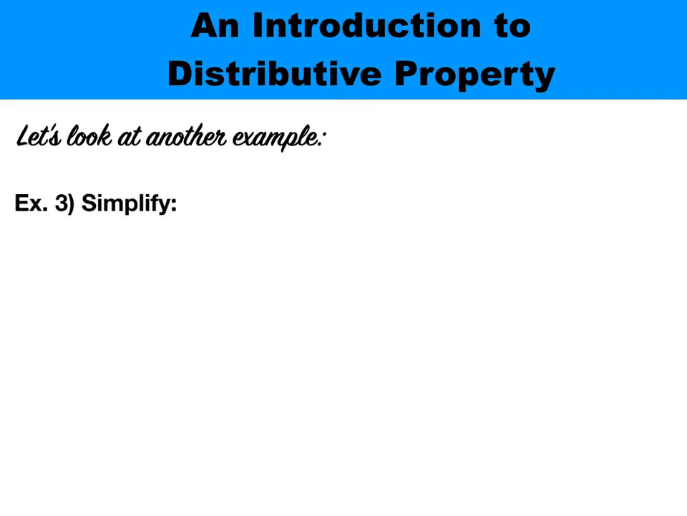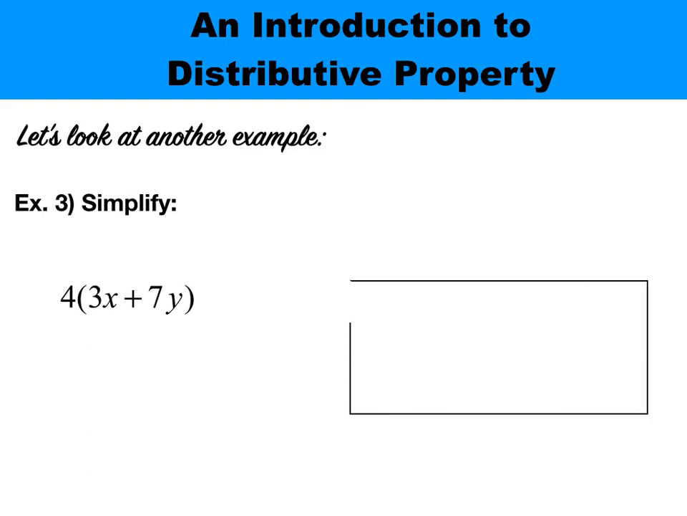Let's look at another example. This time again, we're going to simplify, but we have an x term and a y term, 2 different variables. I again can't simplify inside the parentheses though because they are not like terms. But I'm always looking inside those parentheses to see if there's anything I can simplify first. So I look at an area model. One side is 4, the other side is 3x plus 7y.